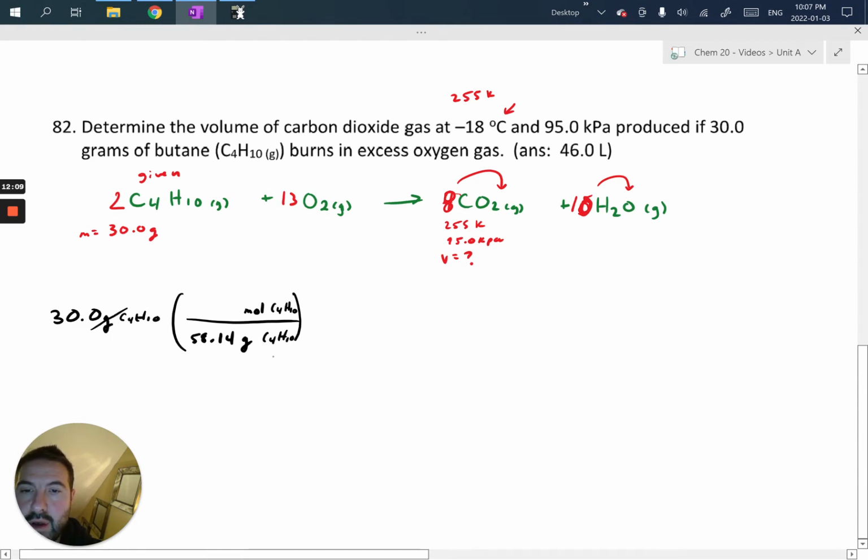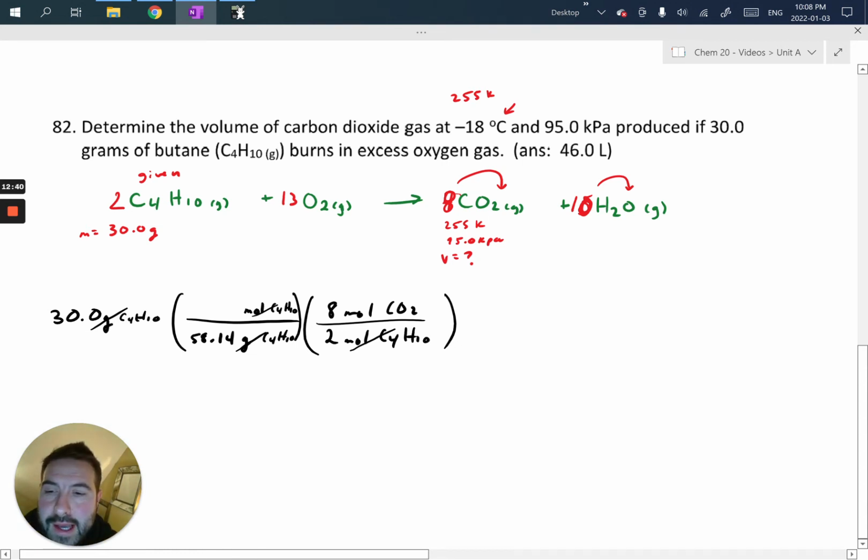Okay, so now I've converted to moles of butane. And now the stoichiometry comes in. I'm going to jump using my molar ratio from butane to carbon dioxide. So what I want goes on top. I want CO2, and I have C4H10. Okay, and now I have moles of CO2.